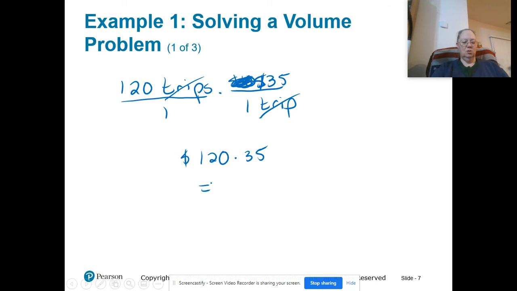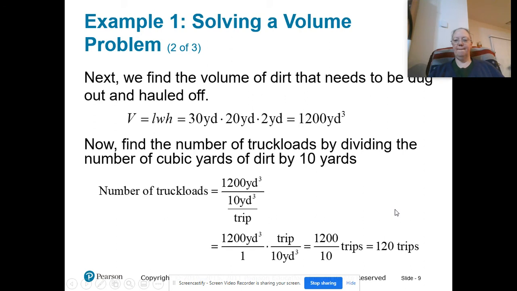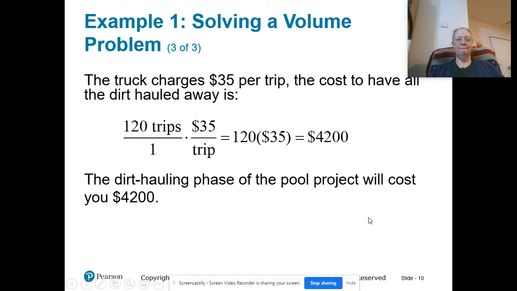equals 120 times $35, which is a lot of money just to dig a hole. All right. So just hauling the dirt is going to cost us $4,200.